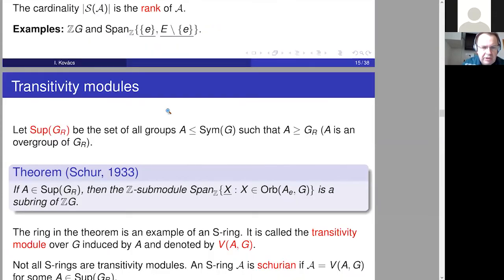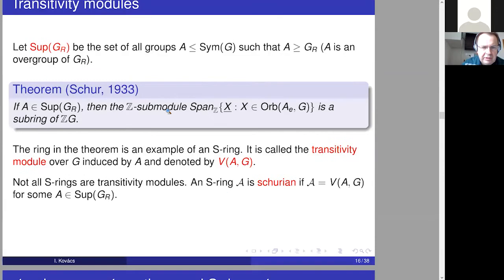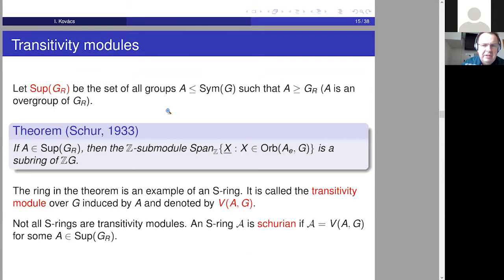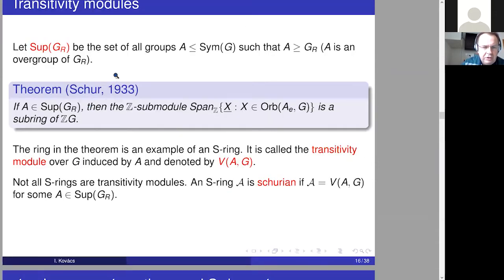And why is a Schur ring interesting? The definition is motivated by a result of Schur. Let us denote by Sup(G_R) the set of all permutation groups of G which contain the group of right multiplications, the set of all overgroups of G_R. Schur proved that for any such permutation group, if you take the orbits of the point stabilizer, the corresponding group ring elements generate a subring.